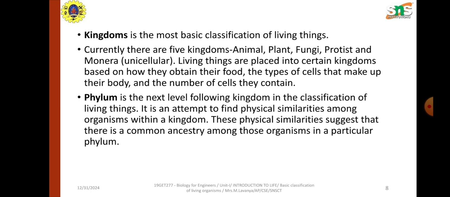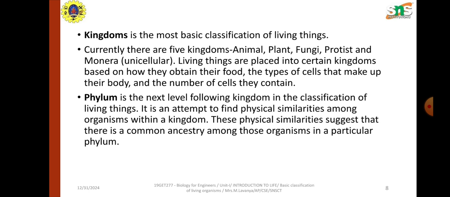Kingdom is the most basic classification of living things. Currently, as I have said earlier, there are 5 kingdoms, that is animal, plant, fungi, protist, and unicellular organism. Living things are placed into certain kingdoms based on how they obtain their food, the type of cells that make their body, and the number of cells contained in their body. Then further, the kingdoms are classified into phylum.